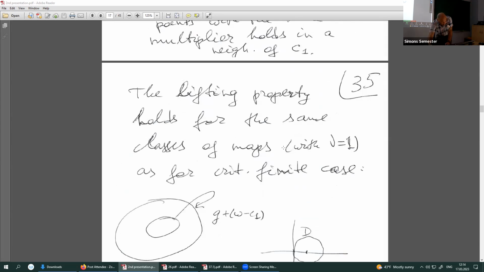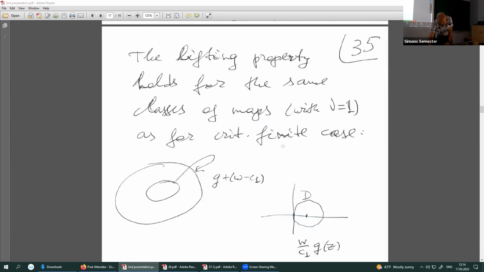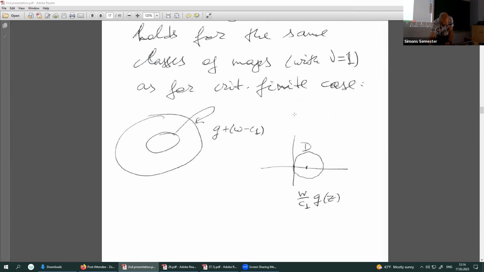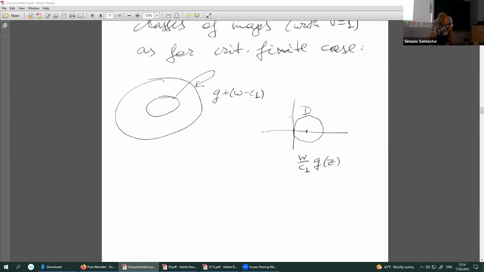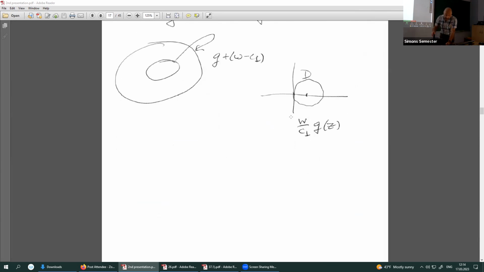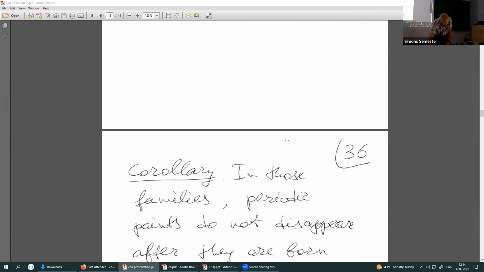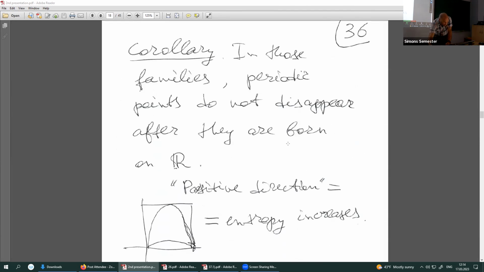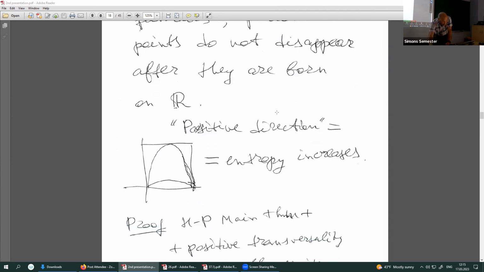But good news is that the lifting property, even on this bigger set, holds for all these classes of maps that were before. So all these examples that were before fall in this theorem. And the corollary is that periodic orbits, once in these classes of maps, once they appear on the real line, don't disappear if we go in a positive direction, which positive direction means increasing of entropy.